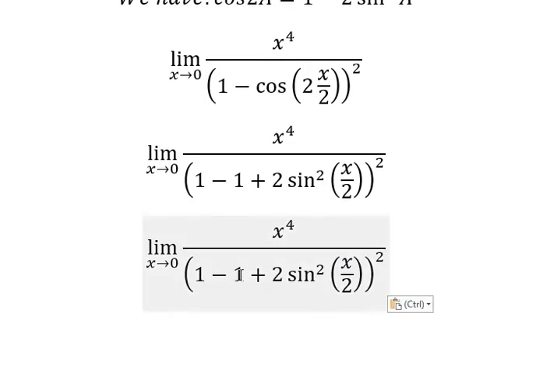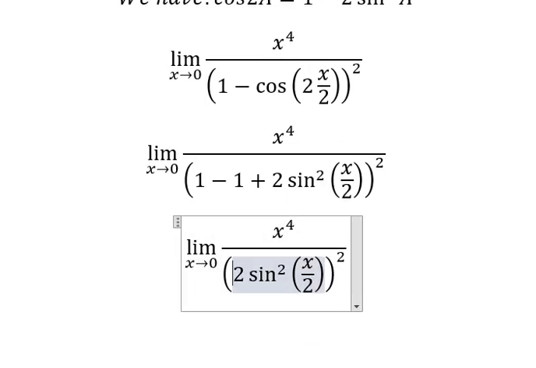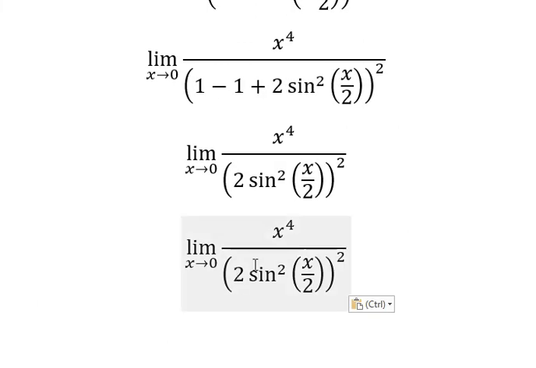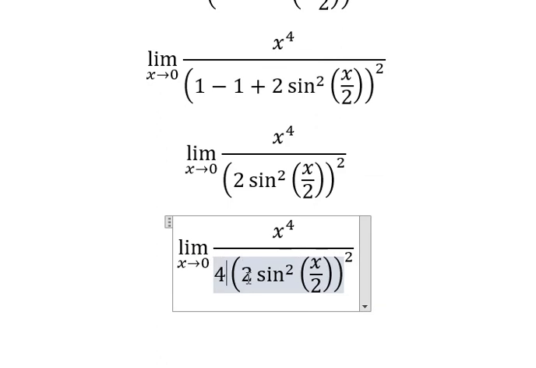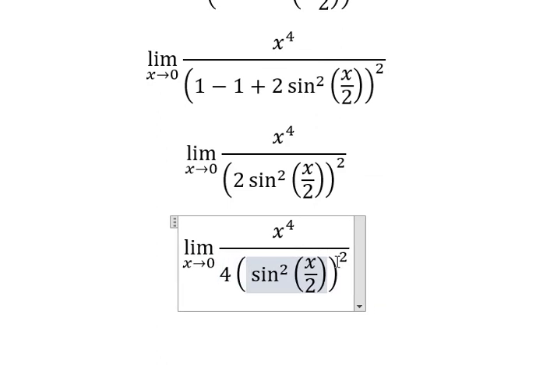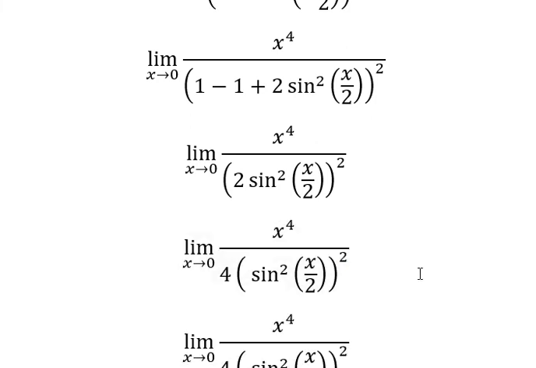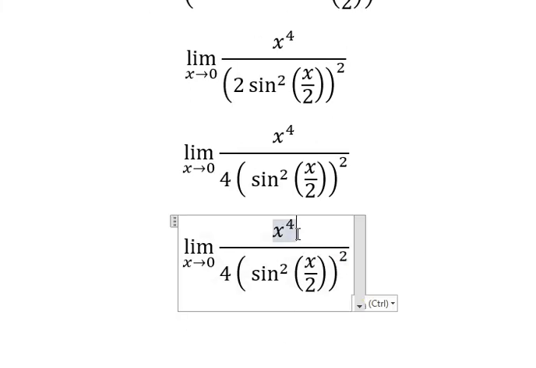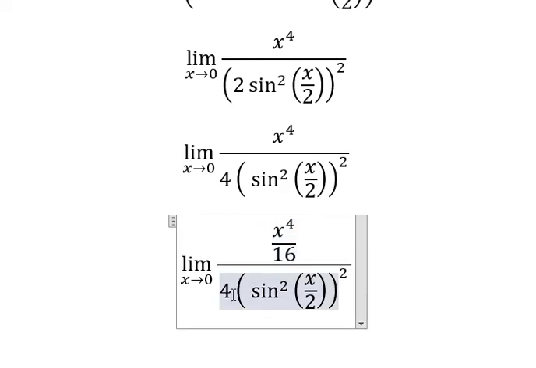So 1 minus 1 we cancel. And number 2 to the power of 2 I will put outside. So we have number 4 in here. Next, we need to multiply by 1 over 16 on numerator and denominator.